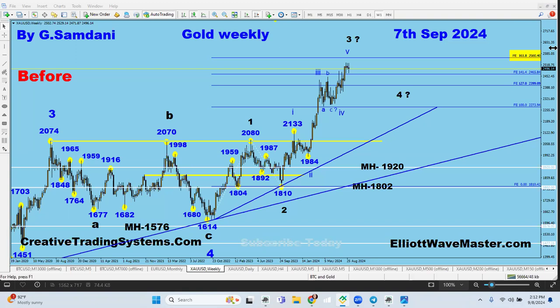So let's get started. Very, very nice setup, and it can produce a lot of pippage. I'm going to show you some higher time frame charts quickly. This is the gold weekly chart, right? And it has Elliott wave counts: wave 3, then ABC wave 4, and big wave 5.